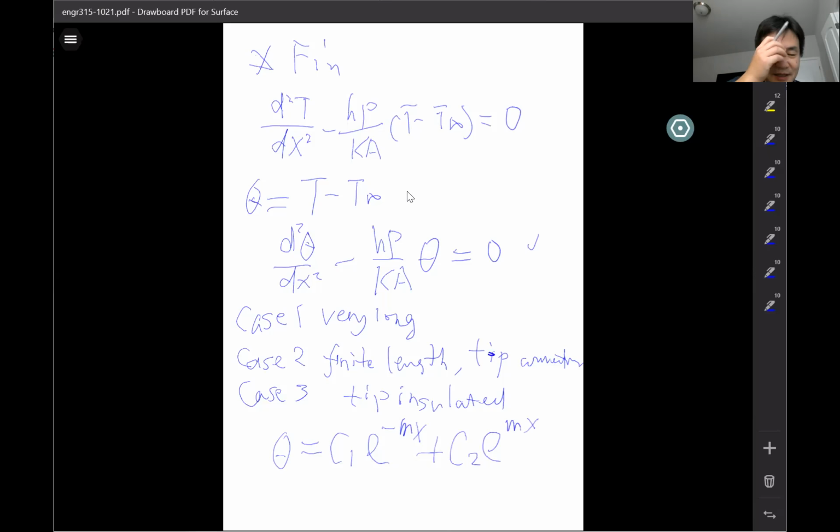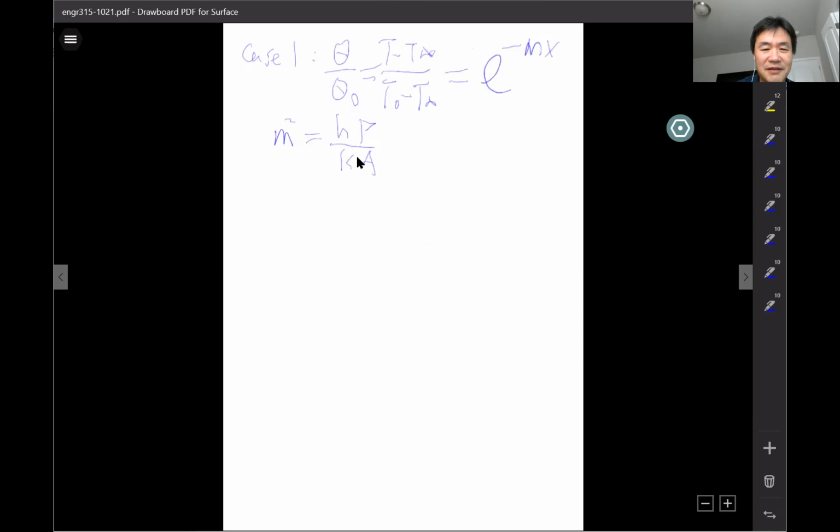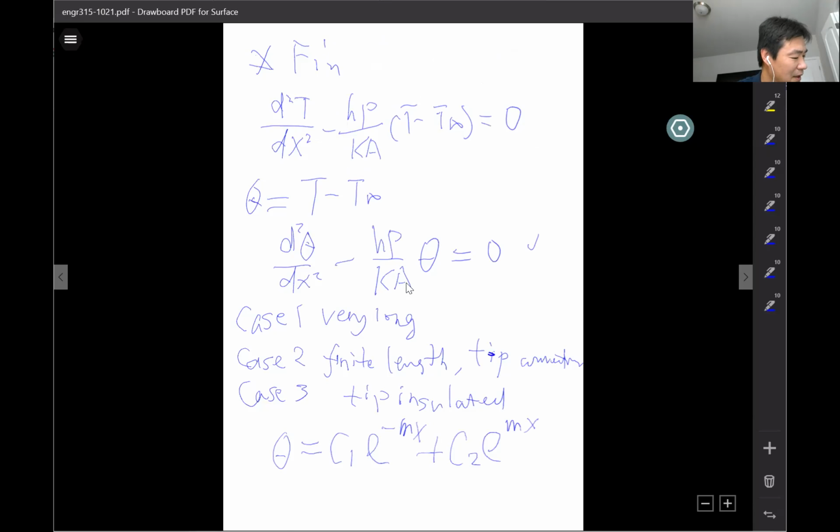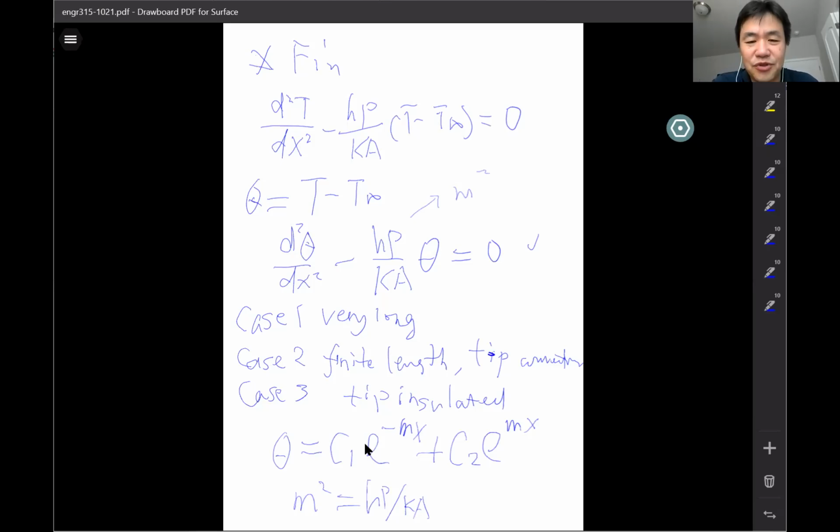So m is defined as HP divided by KA. I think m squared is defined by that, HP divided by KA, right? So sometimes people just replace it by m squared. Sometimes in the textbook you see the equation d squared theta over dx squared minus m squared theta equals 0, for simplification of writing. So this is the general solution for this differential equation.